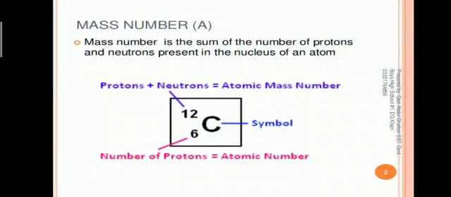This is an example of the mass number. For carbon, as we know, the number of protons is 6. But mass number is the sum of the number of protons and the number of neutrons. So 6 are the number of protons and the remaining 6 are the number of neutrons in the atomic mass.